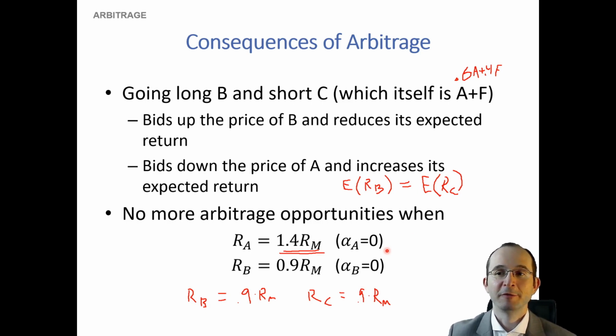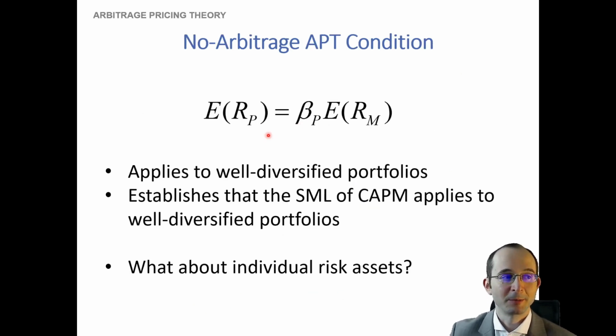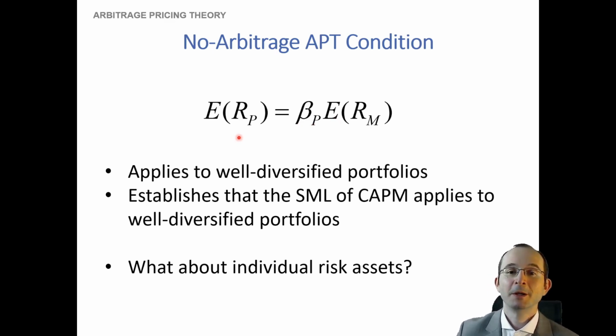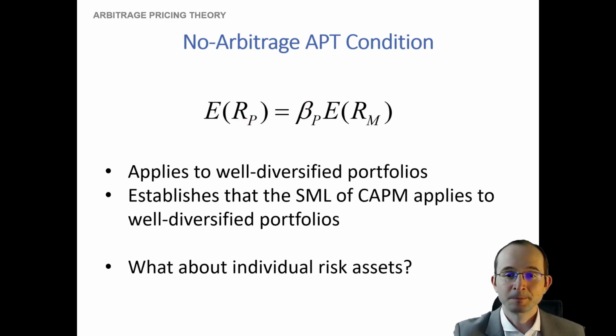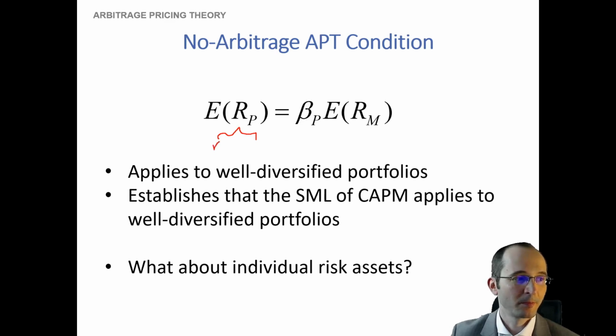So this is sort of a way of proving the CAPM using no-arbitrage relations, where we can say that the expected return to any well-diversified portfolio, I should say the expected return to the portfolio net of the risk-free rate, is just going to be the beta of that portfolio times the expected return to the market risk premium. So we're talking about excess returns here.